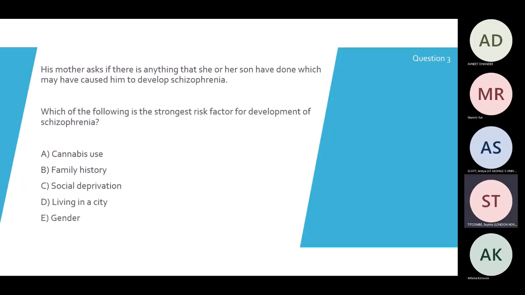So part 3, following on from this same case, is that the mother asks if there is anything that she or her son have done which has caused him to develop schizophrenia. Which of the following is considered the strongest risk factor for development of schizophrenia? We've got cannabis use, family history, social deprivation, living in a city, or gender.